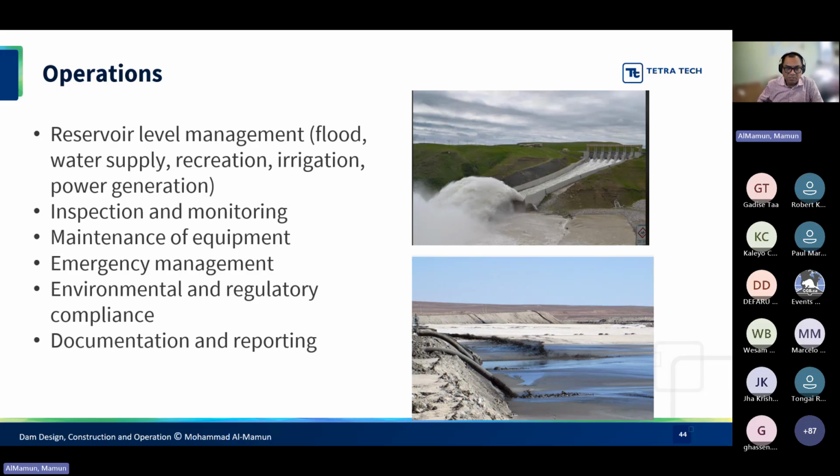So we have to understand the emergency. And then the environment and regulatory compliance is a continuous thing, right? Because all these practices and understanding evolve. So the dam that was built 80 years ago still needs to meet the current regulatory and environmental compliance. So that could be additional work. And finally, the documentation and reporting is a big part, because we have to document and report so that we can maintain the knowledge learned for this structure.